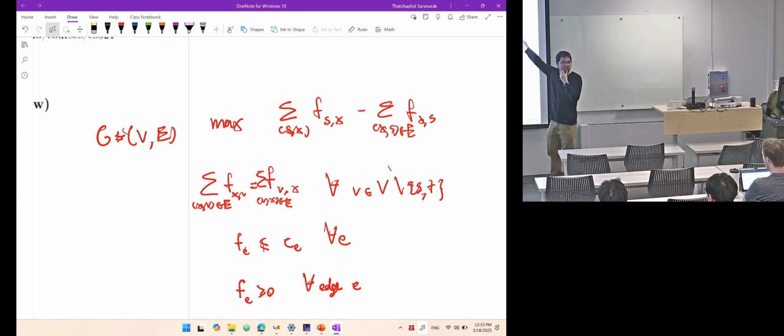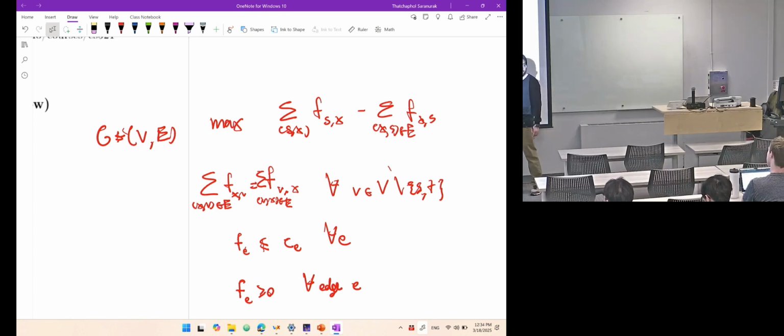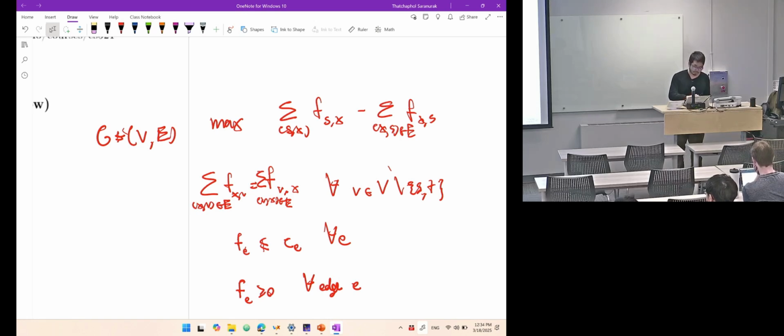You agree? This is just what max flow is about, and it's just a linear program. How can you make it into the standard form? Well, you need to move this thing to the other side and make this an at most and at least, like the trick that we saw. This is already good. So that's it. The powerful max flow is just a special case of linear program.